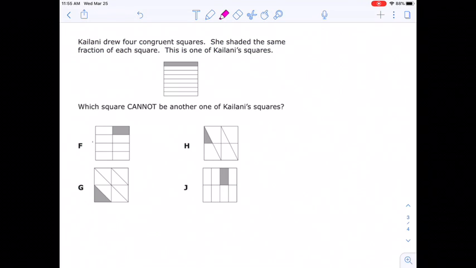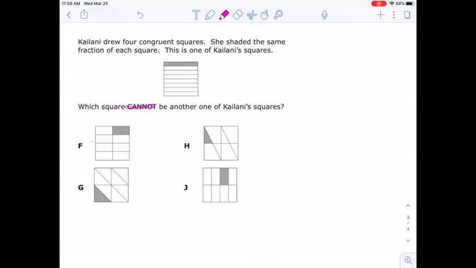Here's an old STAR question that I thought would be a good one for us to look at to see how we're doing with this. Kailani drew 4 congruent squares, same size, same shape. She shaded the same fraction of each square. This is one of Kailani's squares. Which square cannot be another one of Kailani's squares? Cannot. So that means we're looking for one that's not equal to the one she has at the top.